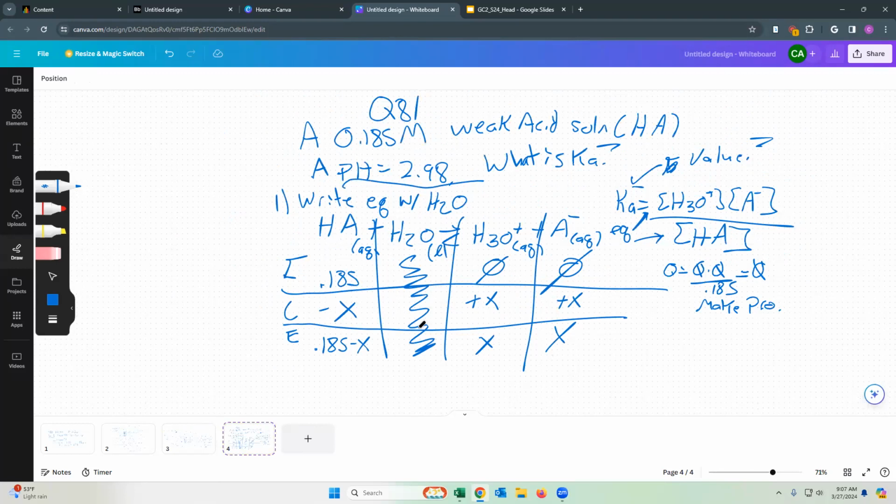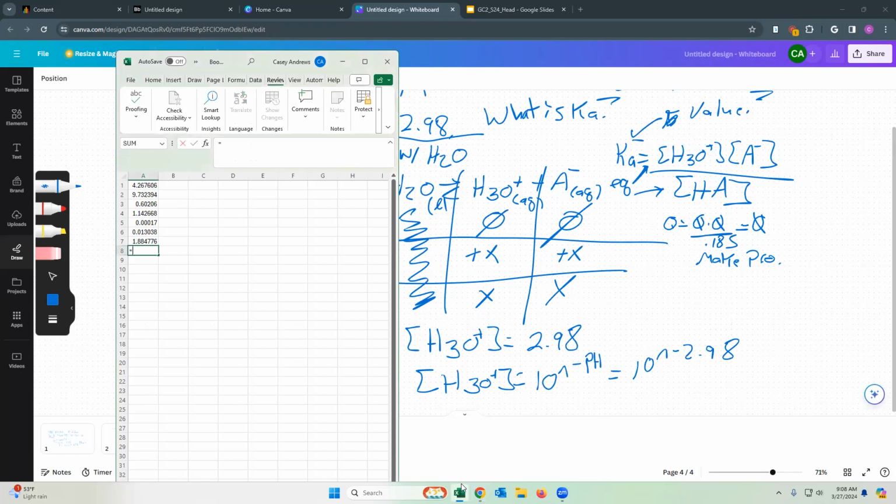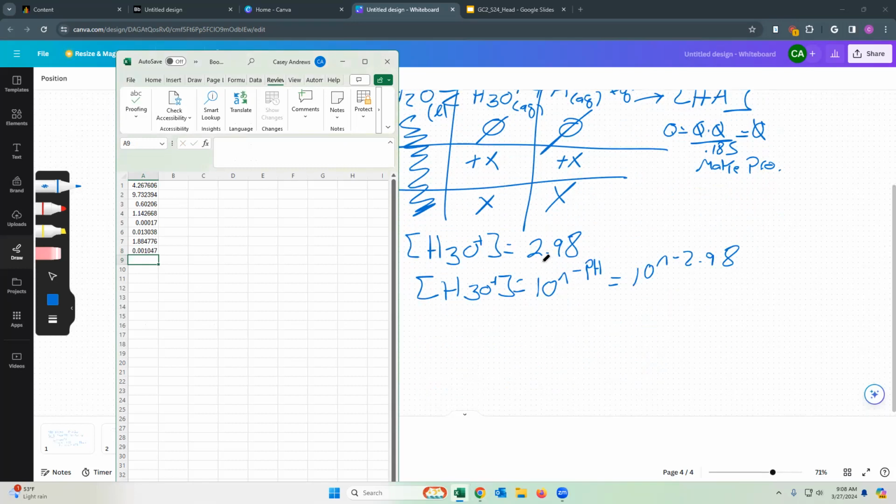However, I do know what pH is. pH, which is the minus log of H3O plus concentration, is equal to 2.98. And another way I can write this is that H3O plus concentration is equal to 10 to the power of negative pH. So for us, 10 to the power of negative 2.98. That will give us H3O plus concentration. So let's do that. 10 to the power of negative 2.98. Our H3O plus concentration is 0.00105.